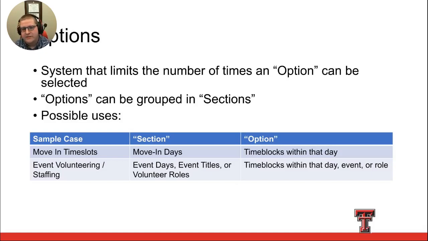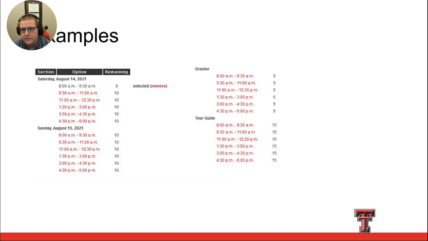But we can also implement this with different events or volunteer roles or things like that, where your sections aren't different days, but different events that students are signing up for, or different roles within an event. So if you're doing a volunteering kind of thing, then you would have maybe a greeter and a tour guide, and then whatever other facilitator roles there are, and users can sign up for whichever one they want. And then our option on that side is also time blocks within that day, event, role, whatever the section is. And I have an example of that here.